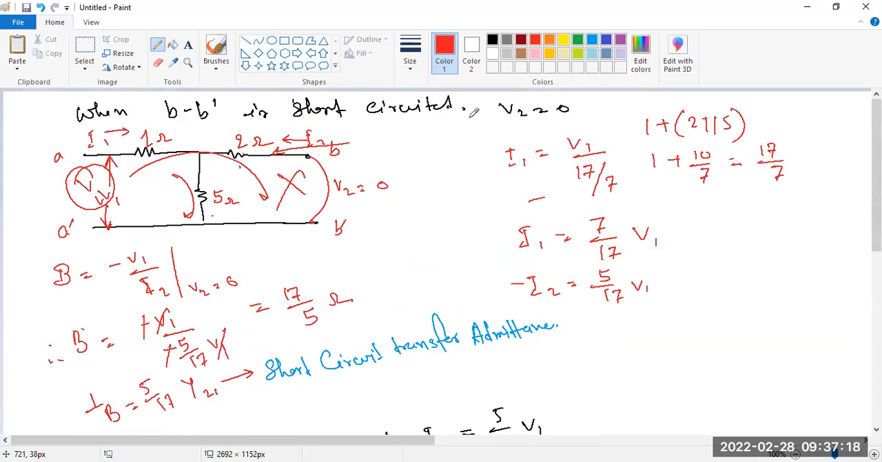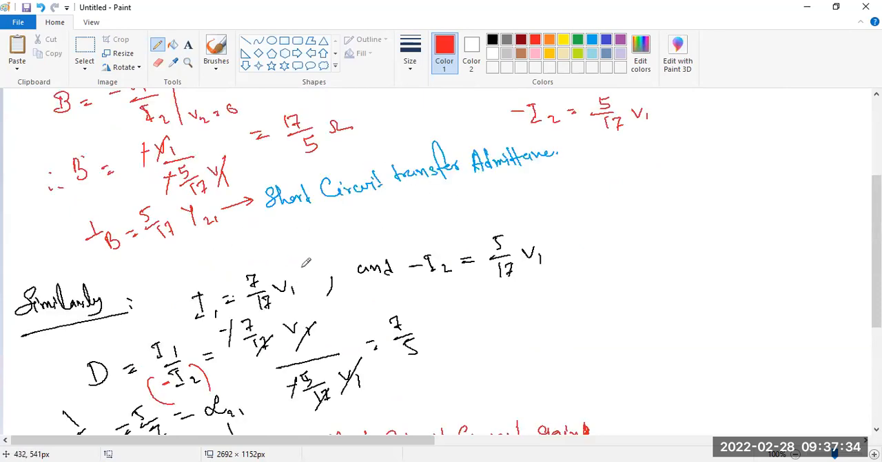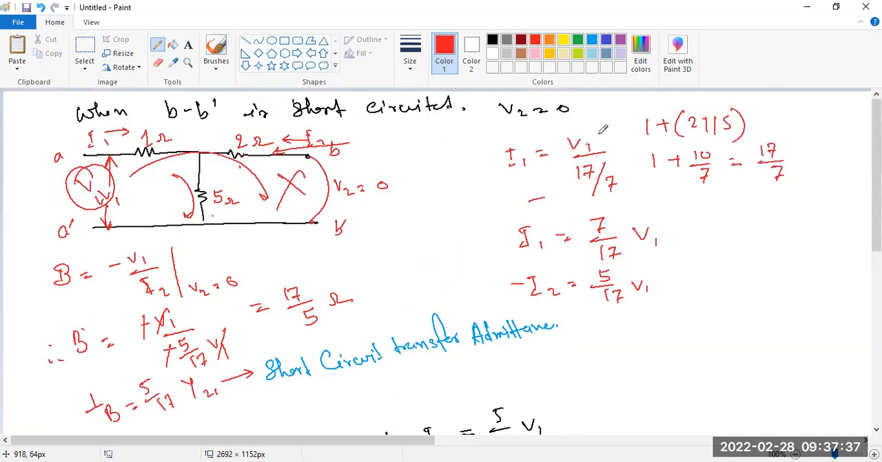Sir, my question is, how did we get 5 by 17 V1, minus I2 equal to 5 by 17? Minus I2 is on the upper side. Here I2 is minus, already taken because of the direction. Sir, how did the 5 by 17 V1 come? Yes, sir. How did this 5 by 17 come?